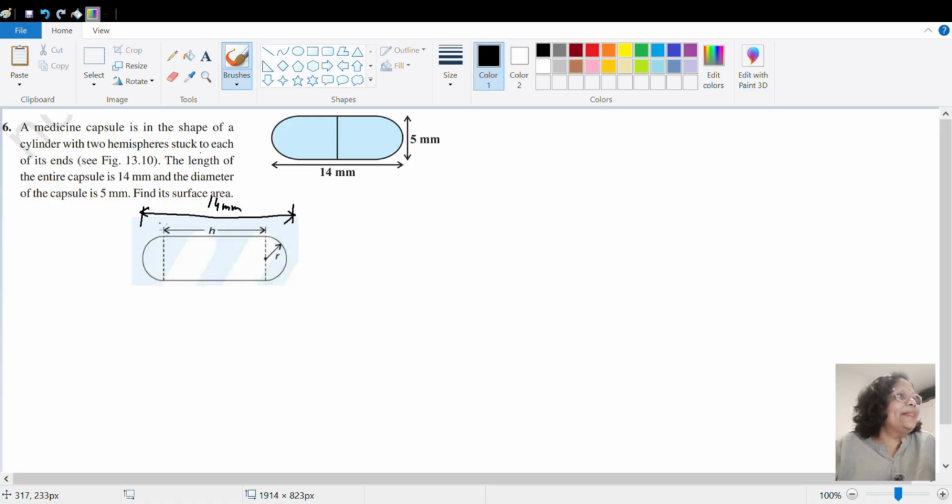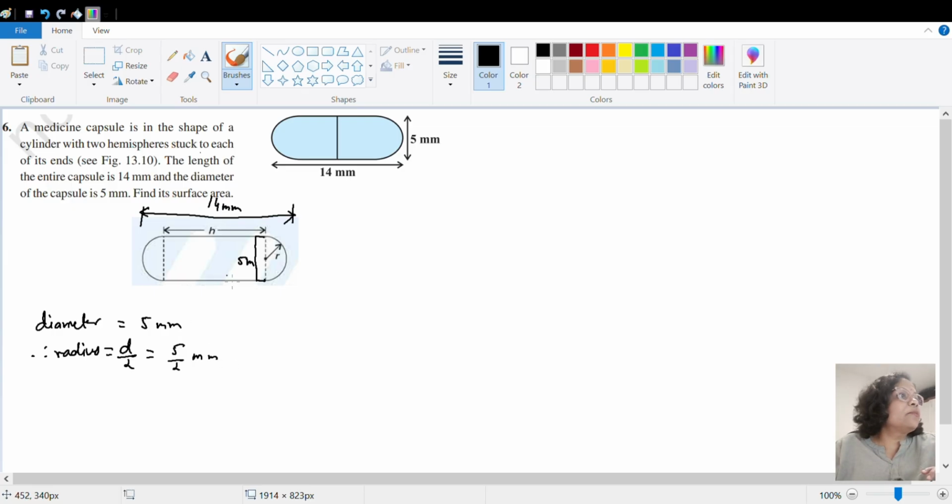The diameter of the capsule is given. That means this entire capsule's diameter is given, which is 5 mm. So what will be the radius? If the diameter is equal to 5 mm, therefore your radius will be equal to diameter by 2, that is 5 by 2 mm.